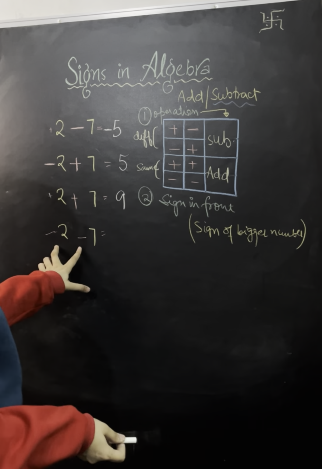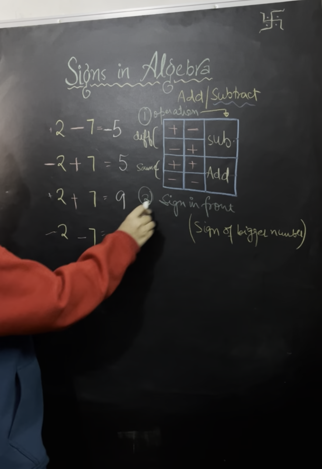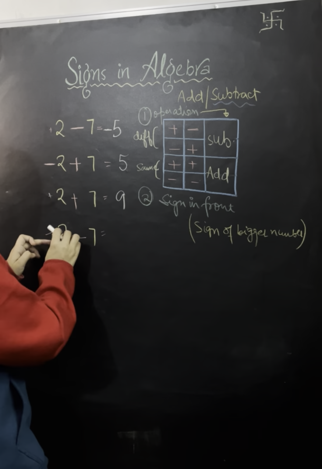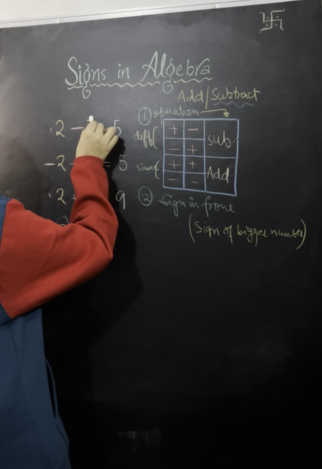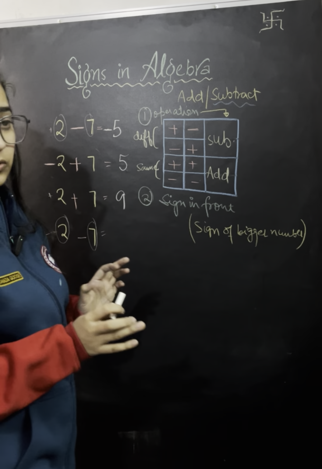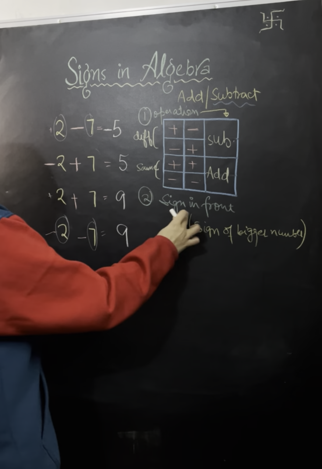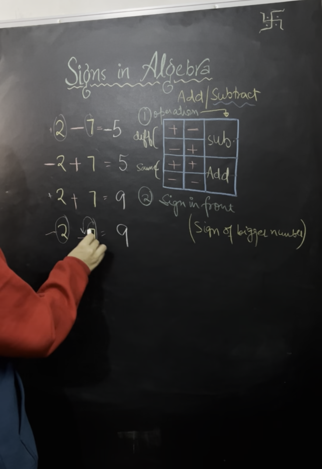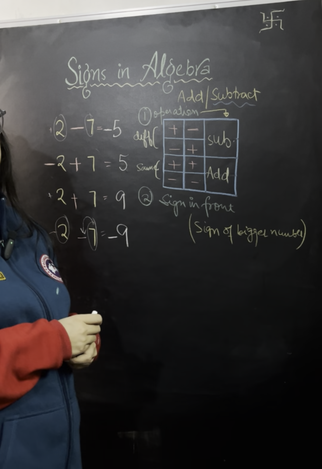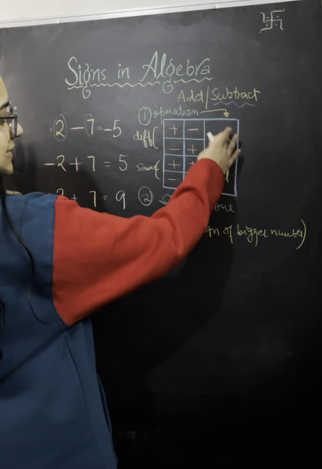Now, next. Negative 2, negative 7. Both are negative. Operation would be addition. Addition of just the numbers, 2 and 7. What is the sign of bigger number? Just bigger. That's the answer, okay? Now, I hope this made sense.